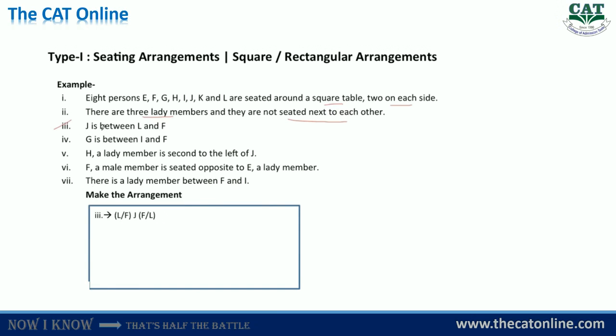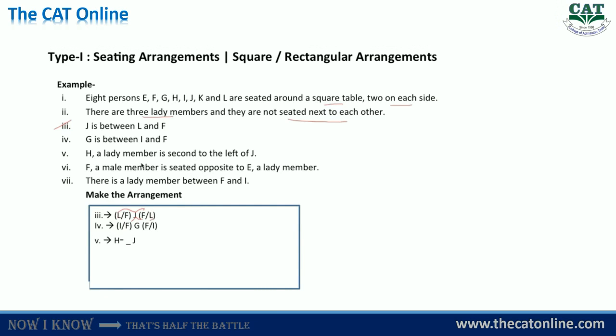This third statement says J is between L and F. So J is over here. It could be L, J, F, or F, J, L. It could be either of the two cases. Next is G is between I and F. So again, whatever logic we used in the third, applying this, we have I, G, F or F, G, I. It could be either of the cases.